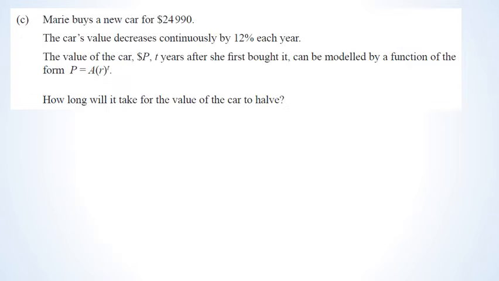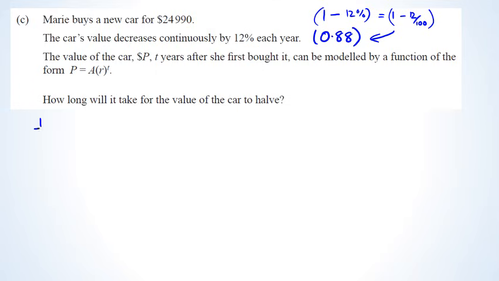So we've got Mary buying a new car, which is roughly 25,000. The car's value decreases continuously by 12%. So we know that we can write this as a rate. When something is being decreased by 12%, we can write it as 0.88. For those of you that have forgotten, you can write it as 1 minus 12%, which is the same as saying 1 minus 12 over 100, which equals 0.88. So the value of the car, P, t years after she first bought it, can be modeled by this function here. How long will it take for the car to halve?